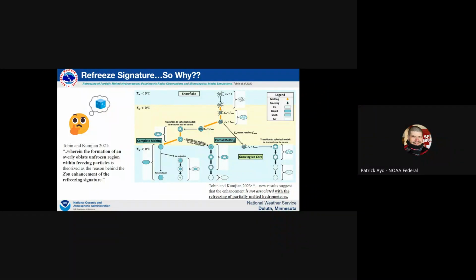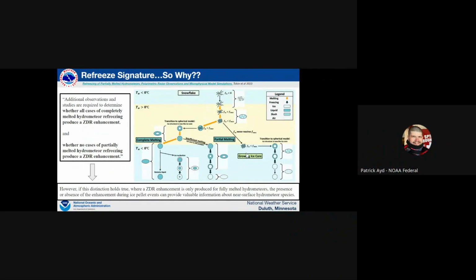But that doesn't explain all of the ZDR increase. Another thing they talk about is that they start to form an ice shell, an oblate ice shell with a little bit of slush in the middle, and that also leads to higher ZDR. What they also found is that for partially melted snowflakes that refreeze back into sleet, there is no ZDR enhancement. Okay, so how is that useful? Well, it gives you insight into the conceptual model of the thermodynamic and microphysical processes going on in regards to sleet refreeze.